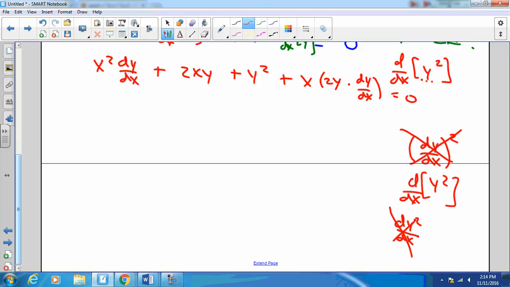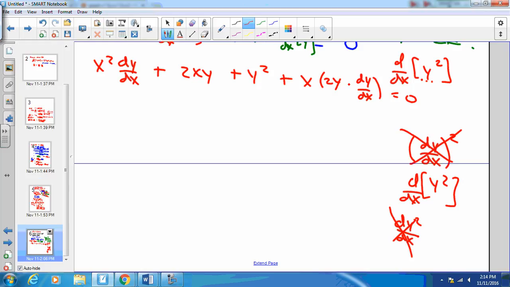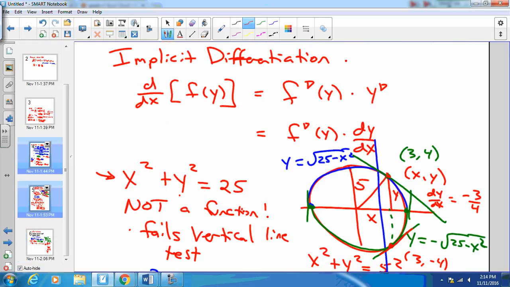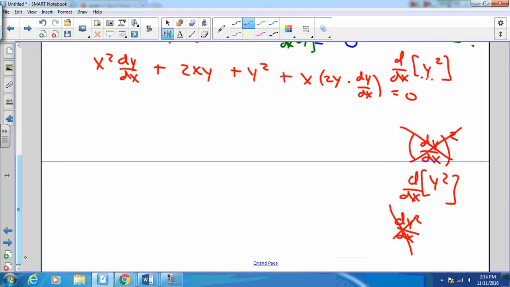Because we will never end up with anything other than a linear dy/dx right here. Because the dy/dx always comes from the chain rule times the derivative of the inside. It goes all the way back to our chain rule right here. I'm doing the derivative with respect to y times the derivative of y with respect to x. Good questions. Any other questions?